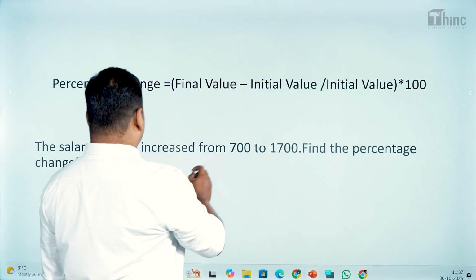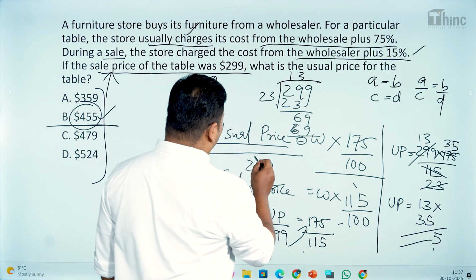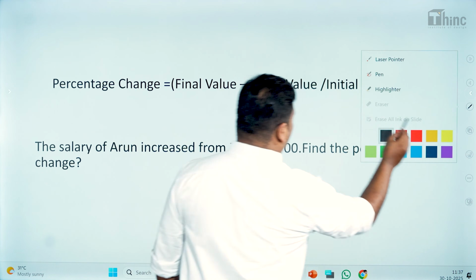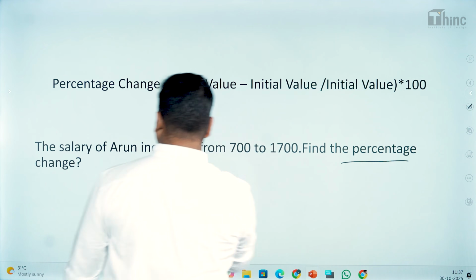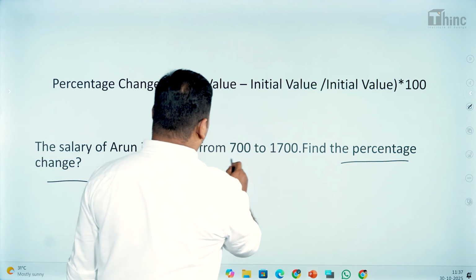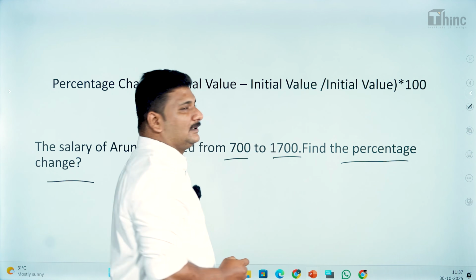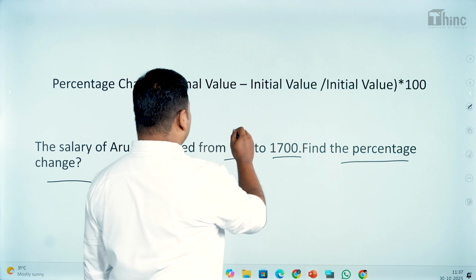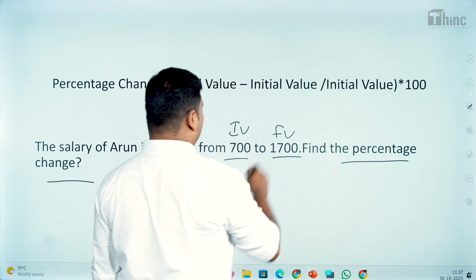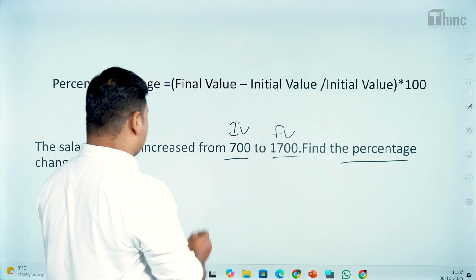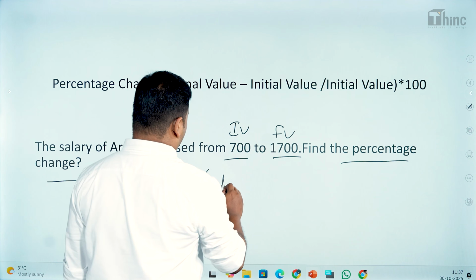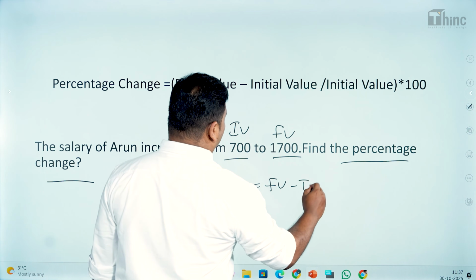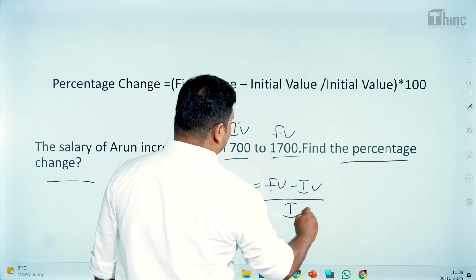Look at this question. The salary of Arun increased from 700 to 1700. We need to find what is the percentage change. So this is the initial value, this is the final value, right? So percentage change is nothing but final value minus initial value, all divided by initial value, into 100.